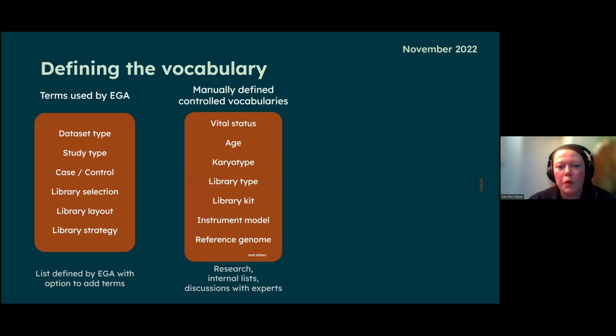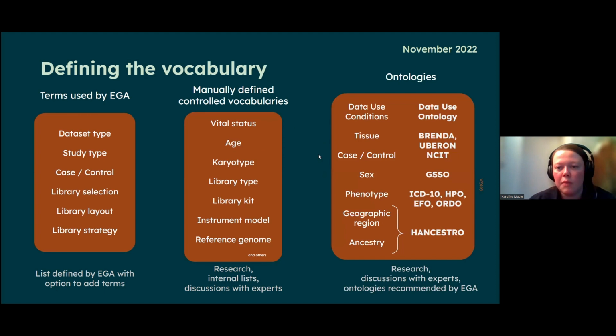Then we also manually defined controlled vocabularies. This was the case for properties where there is no ontology available, such as the instrument model, but also for others it was necessary because there may be ontologies, but they are too detailed for our use, for example, for the karyotype. And lastly, we also implemented ontologies.